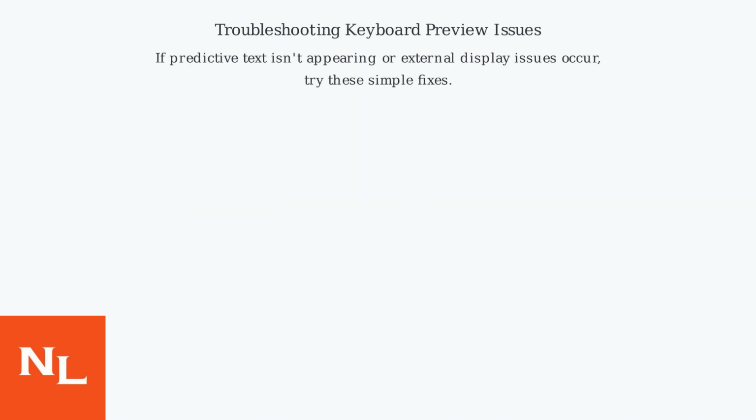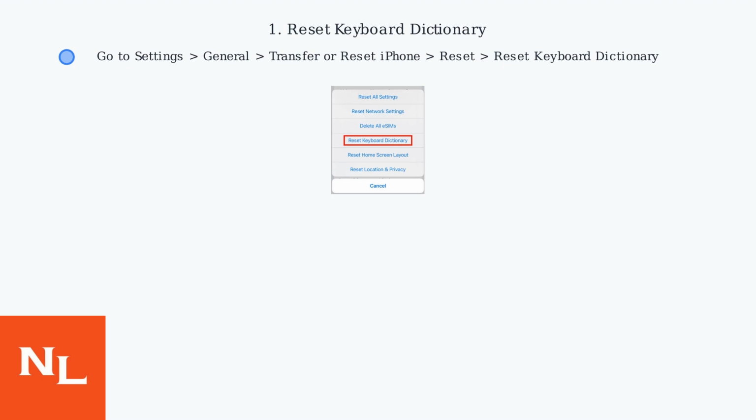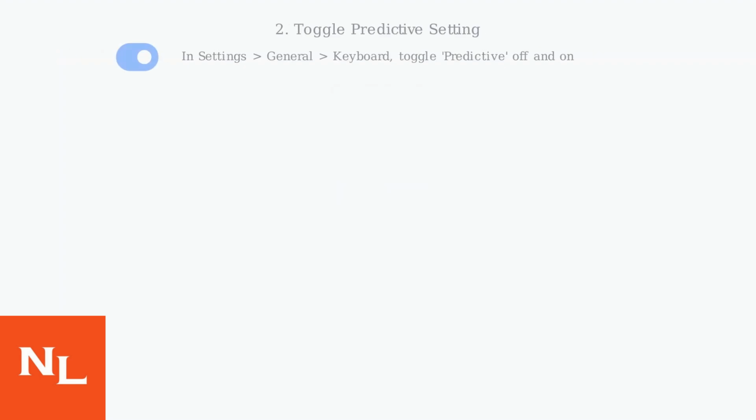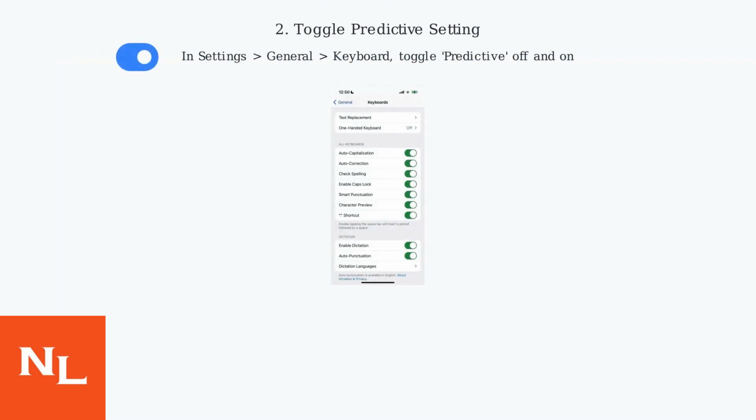If you're having trouble with keyboard previews, like predictive text not appearing or issues with external displays, there are a few simple fixes. First, reset your keyboard dictionary by going to Settings, General, Transfer or Reset iPhone, Reset Keyboard Dictionary. Also, try toggling the predictive setting off and on in Settings, General, Keyboard.